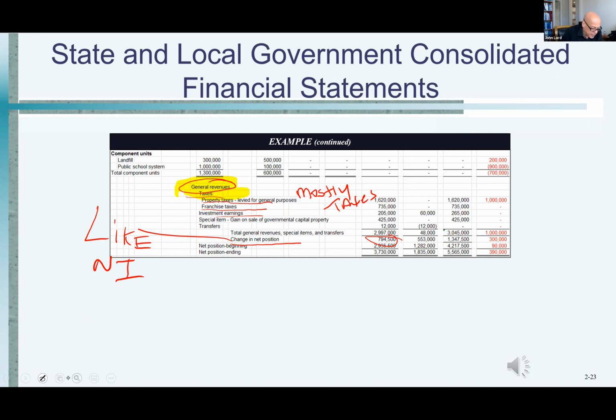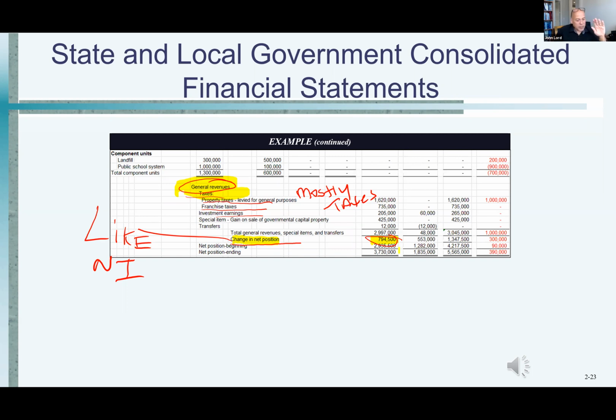And at the end, we have what? We have this nice little amount that's left over, change in net position, which is like net income. So remember, net position is what? Like retained earnings. Well, then our change in net position is going to be like our net income. And in this particular case, this government had $794,500 of a net income.